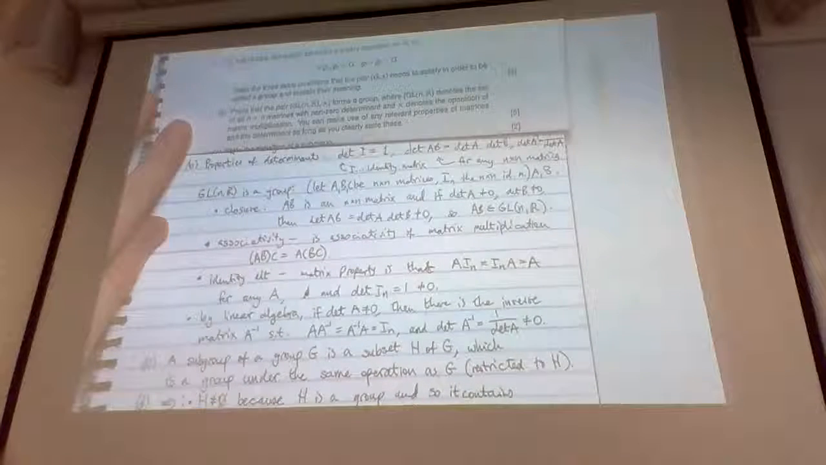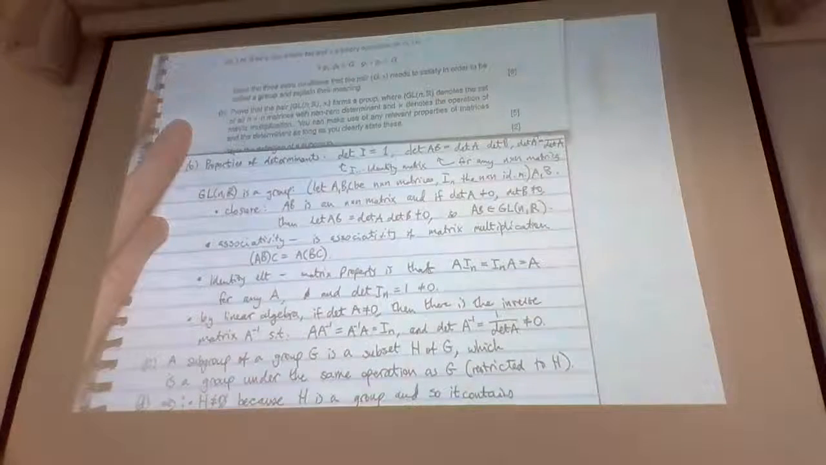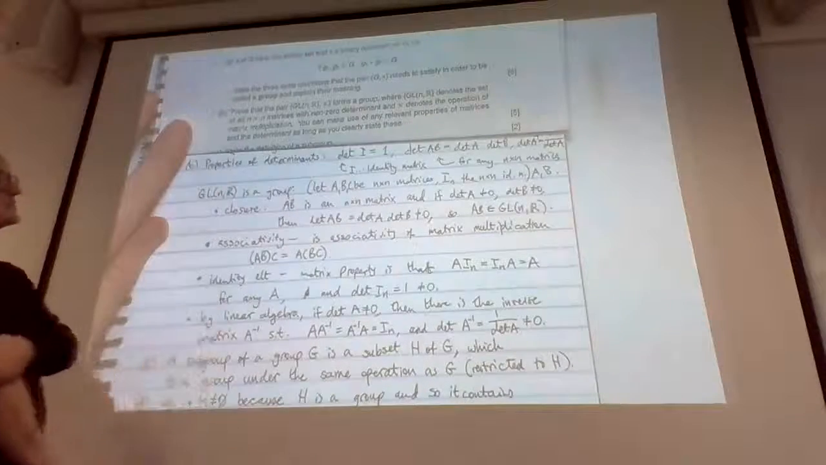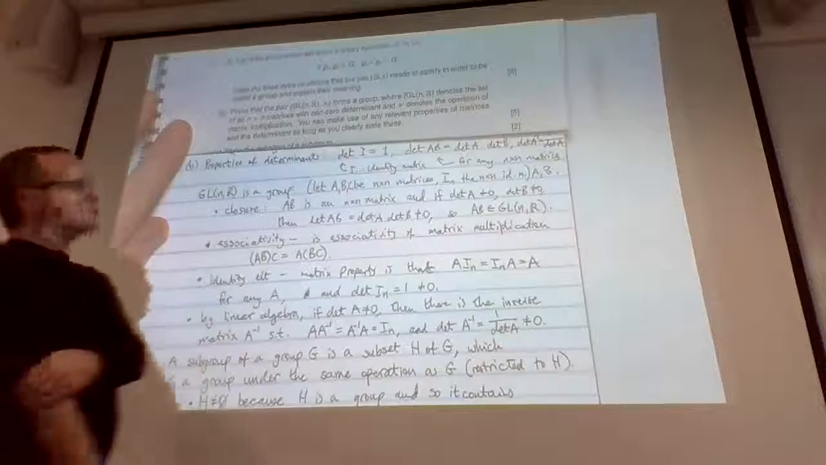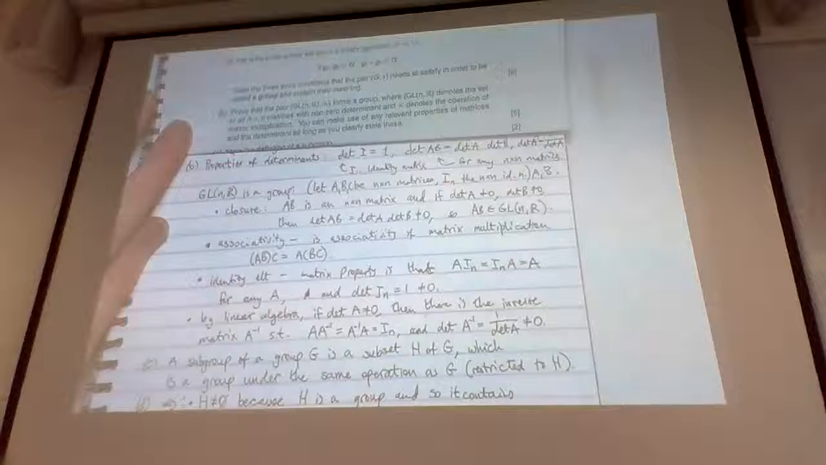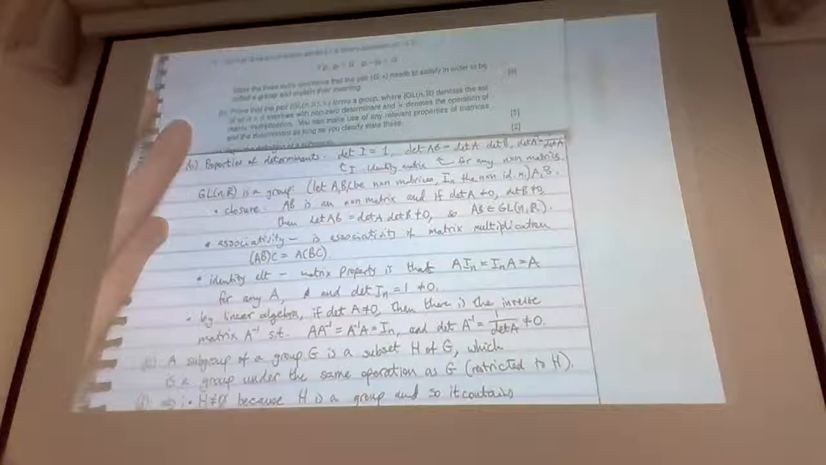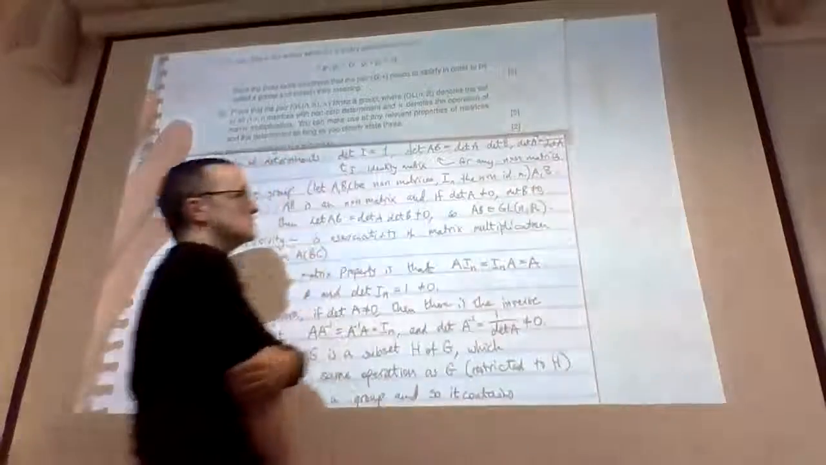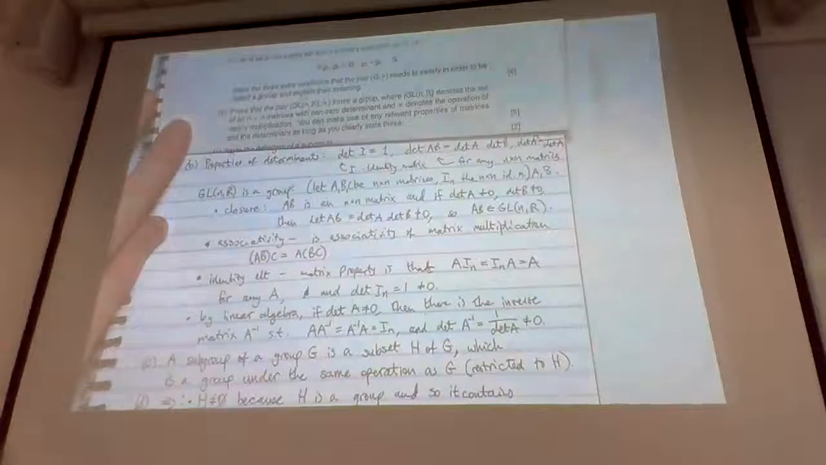So Jan begins by putting down properties he knows are going to be relevant about the determinant. He clearly states them. Determinant of I is 1, where I means the identity matrix. Determinant of a product AB is the product of the determinants for any n by n matrices. And an extension of this, determinant of A inverse is 1 over the determinant of A. Okay. That's all the multiplicative type properties of the determinant.